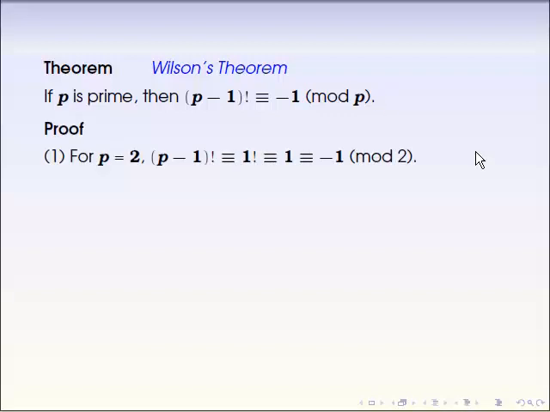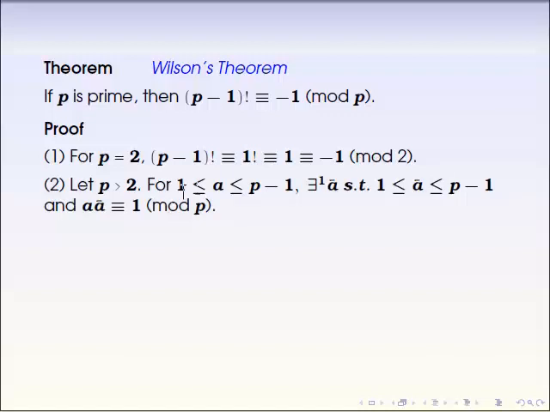Let's prove it. First of all, if p is 2, then (p minus 1) factorial is the same as 1 factorial, which is 1. And modulo 2, 1 is the same as negative 1. So it's easy. For any prime which is greater than 2, let's keep that in mind, p should be an odd number, right?